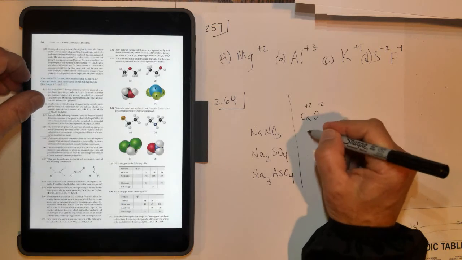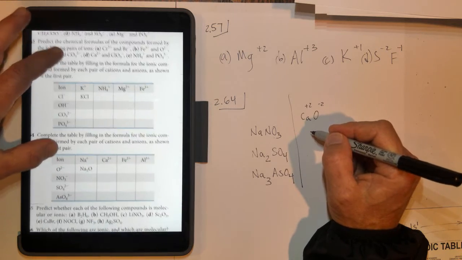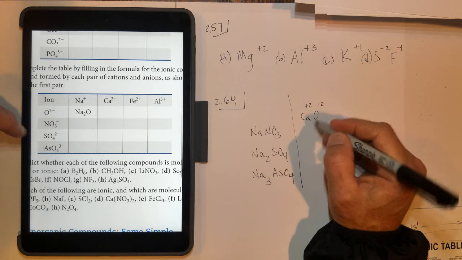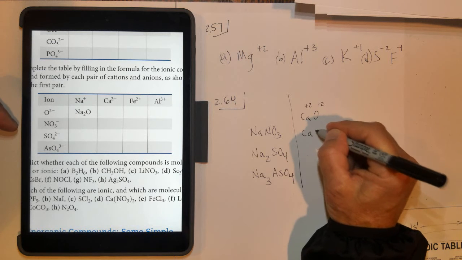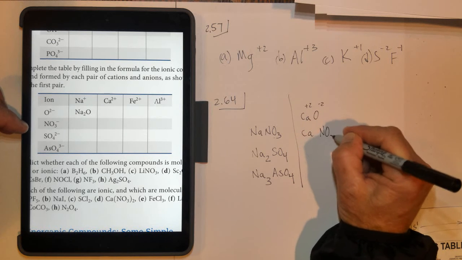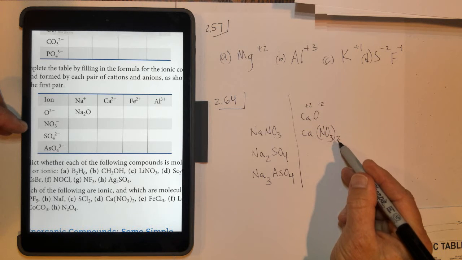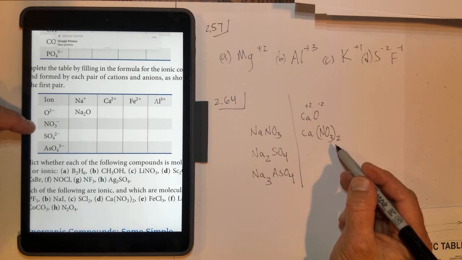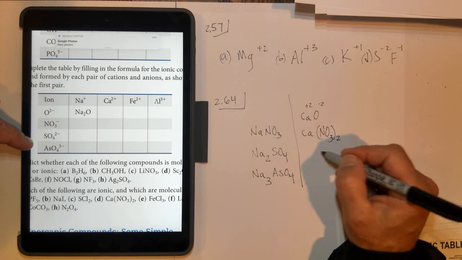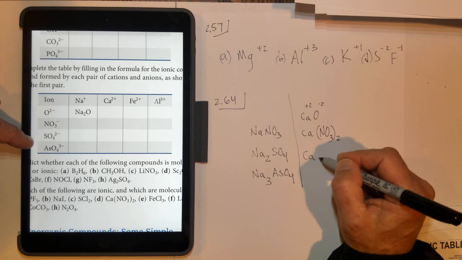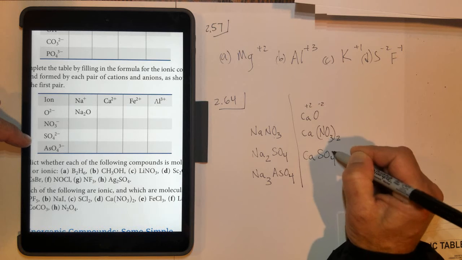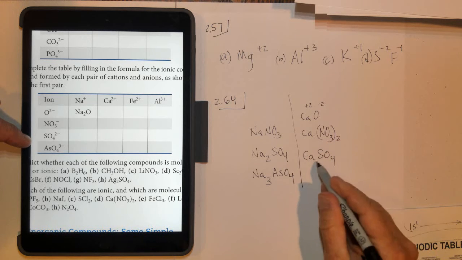This next one, calcium would go together with the nitrate right here, and notice that calcium is plus 2, the nitrate's minus 1, so I'm going to have to indicate that there's 2 of these minus 1s here by putting parentheses around and making it be Ca(NO3)2. Then calcium would go together with sulfate. Notice calcium's plus 2 and sulfate's minus 2, so they just go together with no subscripts.